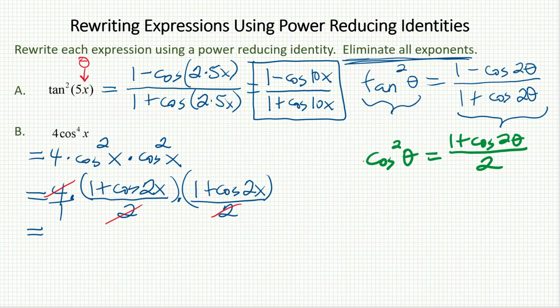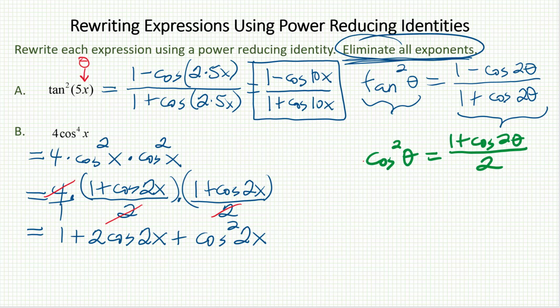To further simplify this, I have a FOIL problem, so I should go ahead and FOIL it out. I'll have 1 times 1 is 1. The two middle terms are each cosine 2x's, so 2 cosine 2x. And then the last one would be cosine squared of 2x, cosine 2x times cosine 2x. Well, just when I thought I was finished, I'm not. I'm supposed to eliminate all the exponents, and I still have one left. It's not a fourth power anymore, so that's good. But I still have this second power left, which means I got to keep going.